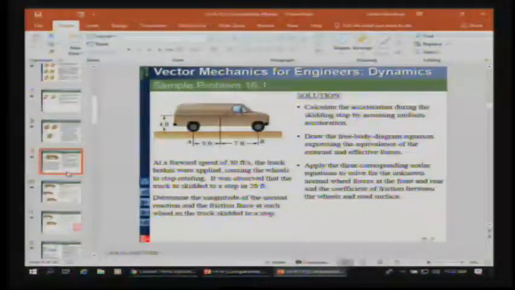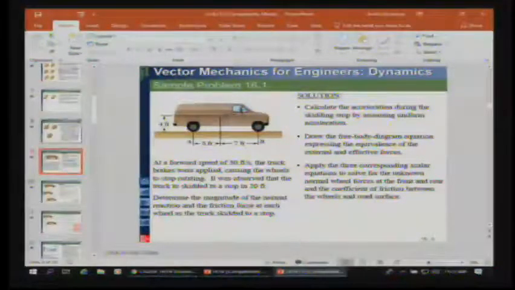So on the cover truck, we're moving forward with the speed of 30 feet per second. The truck brakes are applied, which means that we're going to have a frictional force between the tires and the ground, and the wheels will stop rotating. That means it's in a slide. It's observed that the truck skids to a stop in 20 feet.